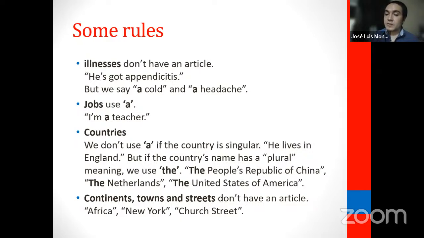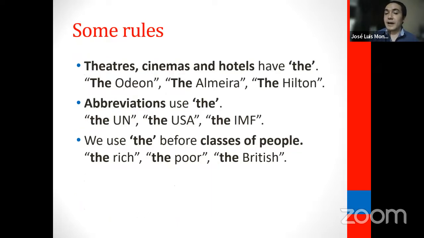And even if you use the name the United States of America as an acronym, we have to use it also with the article "the". Even if it's not plural, it has to be just because we are using the acronym, and that's the reason that we need to use this article. But that's it. Also, this is perhaps something not that common: classes of people, the rich, the poor, the British. But again, it's just to know.